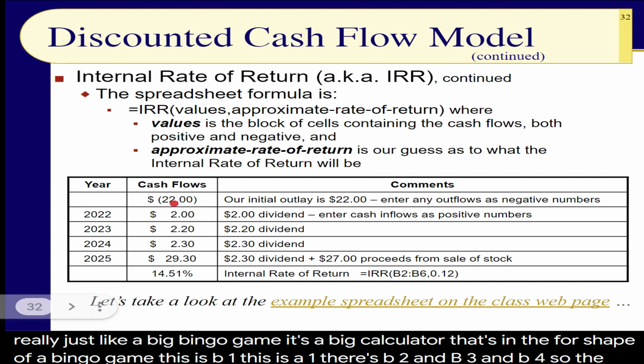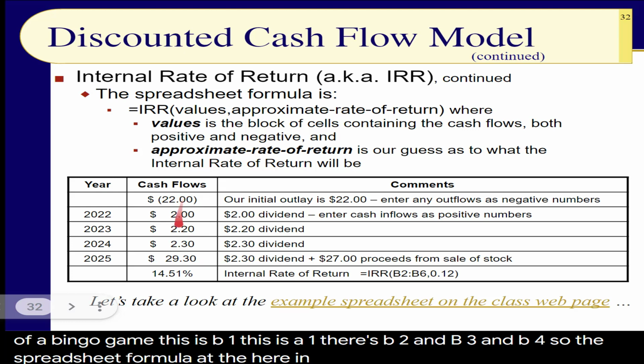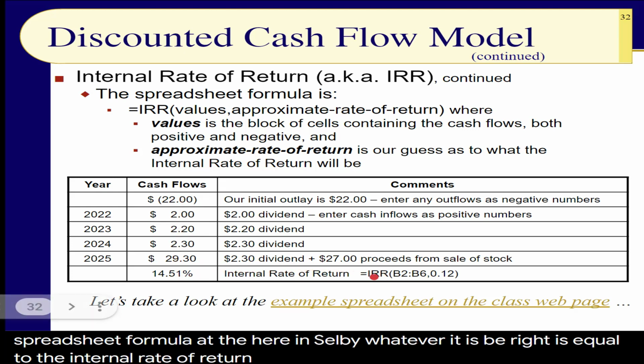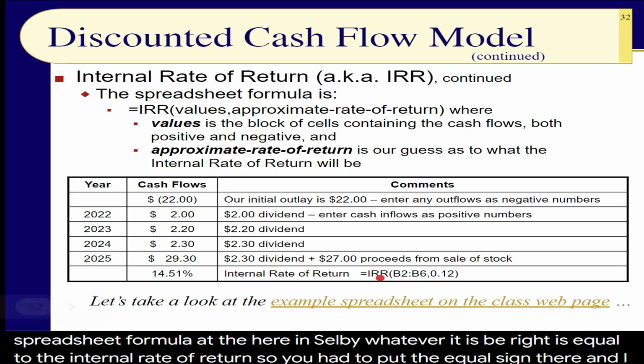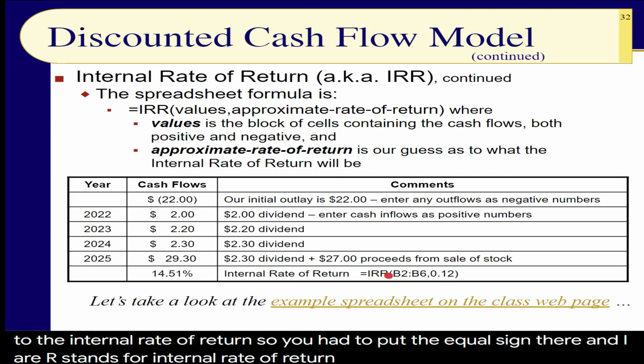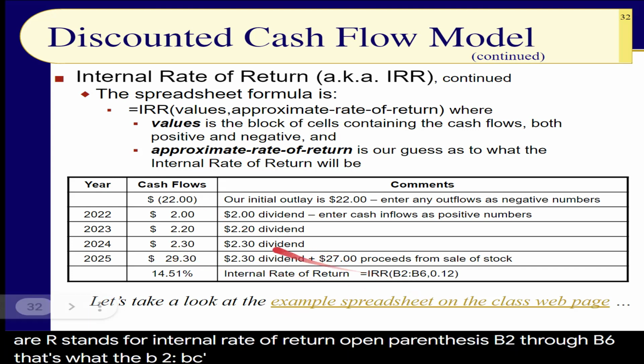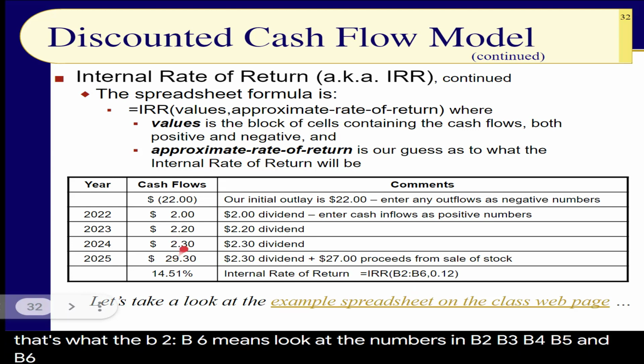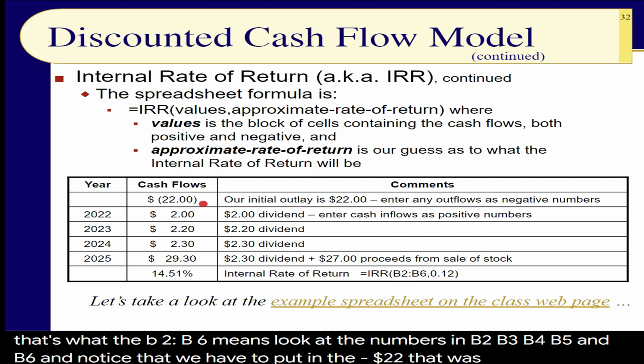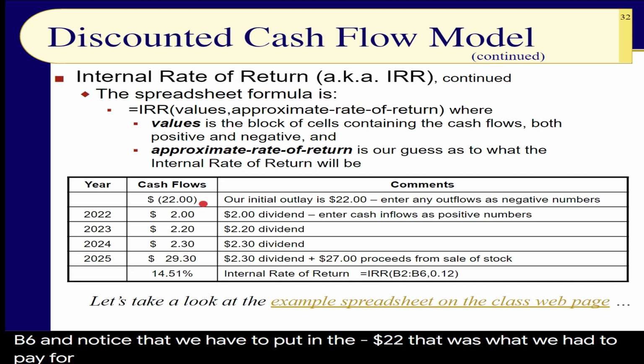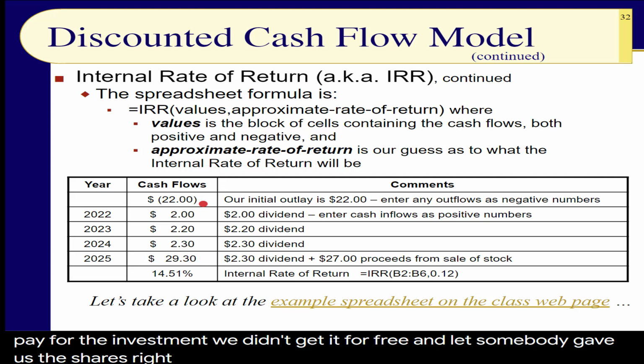So the spreadsheet formula here in cell B7 is equal to the internal rate of return. So you have to put the equal sign there. And IRR stands for internal rate of return. Open parentheses B2 through B6. That's what the B2 colon B6 means. Look at the numbers in B2, B3, B4, B5, and B6. And notice that we have to put in the negative $22. That was what we had to pay for the investment. We didn't get it for free unless somebody gave us the shares, right? We had to pay $22.